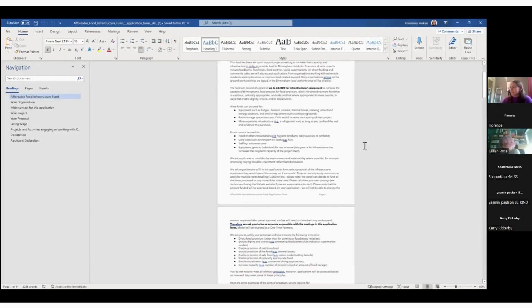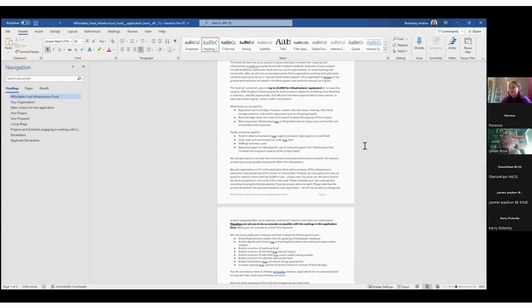So the fund consists of a grant of up to £3,000 for infrastructure and equipment to increase the capacity of Birmingham's food projects for food provision, ideally for providing more food that is nutritious, culturally appropriate and safe and hot where appropriate to more people in ways that enable dignity, choice and or socialisation. And so then a few things that the funds can be used for, just to clarify.